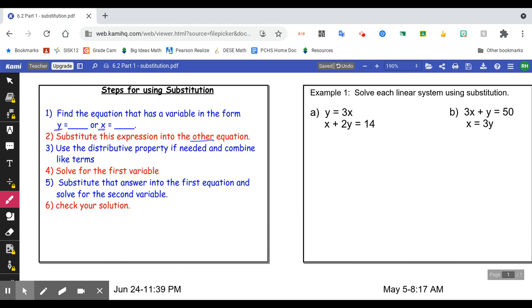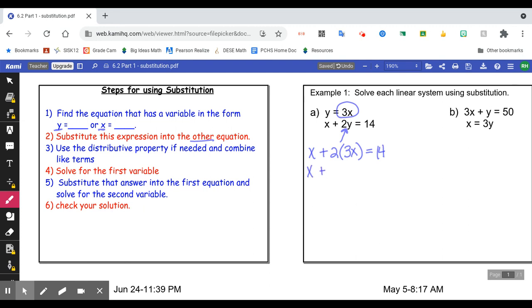Okay, so same thing on letter A over here. I'm looking for y equals, this is it. 3x is what I'm going to substitute in for the y in the second equation. So everything else stays the same. x plus 2y comes out, and what I circled goes in its spot, equals 14. Okay, and then we solve.